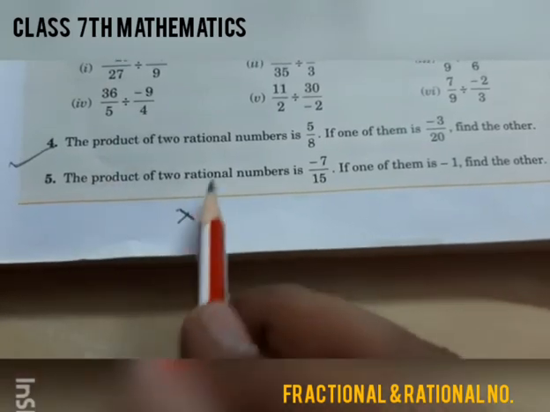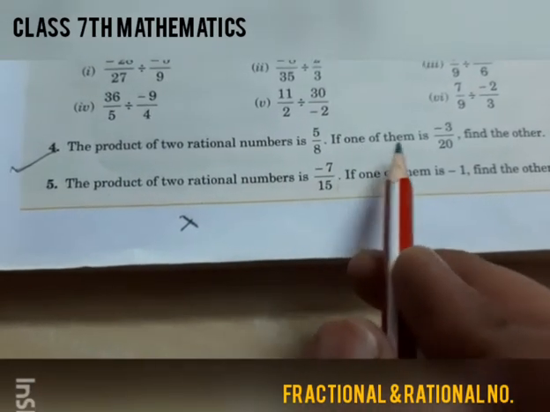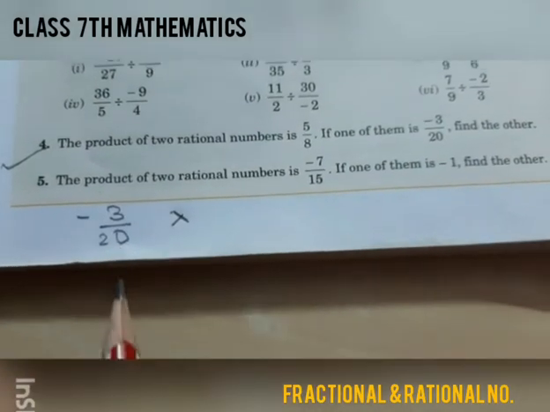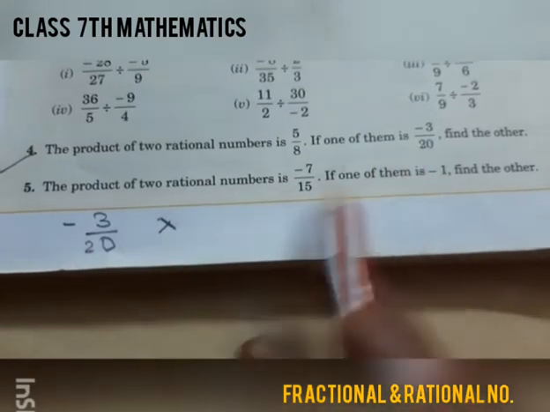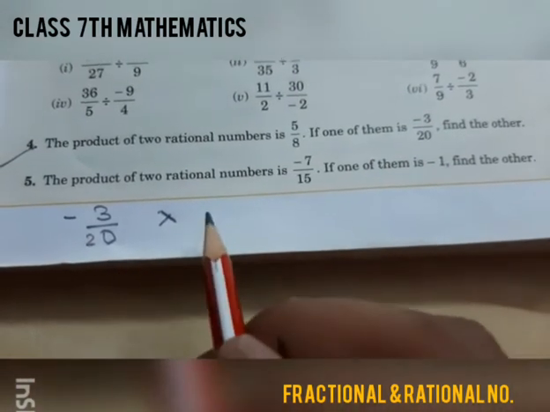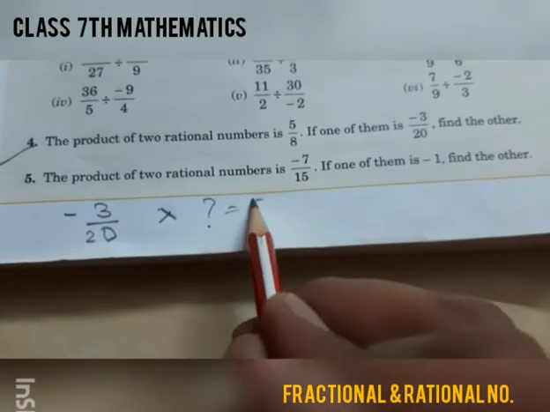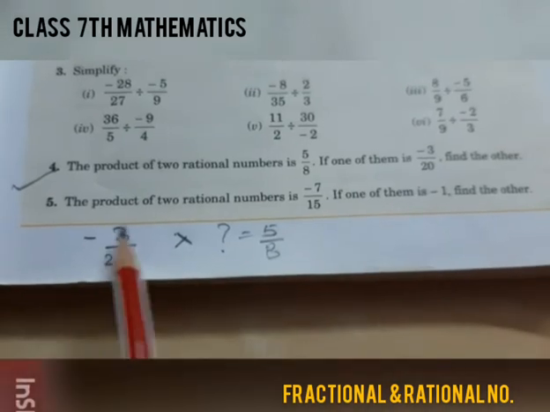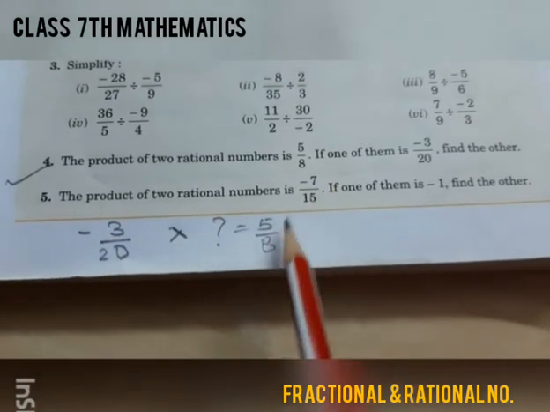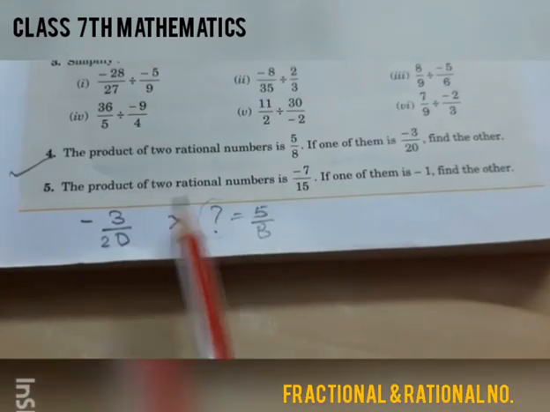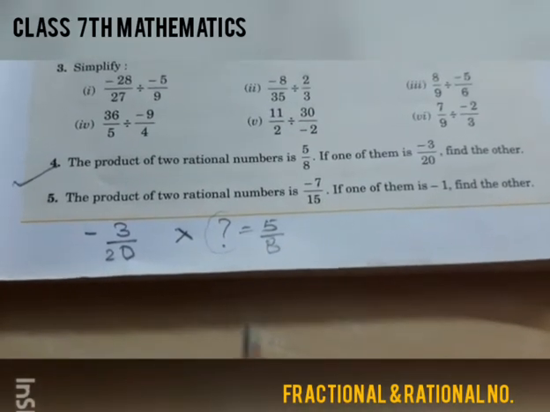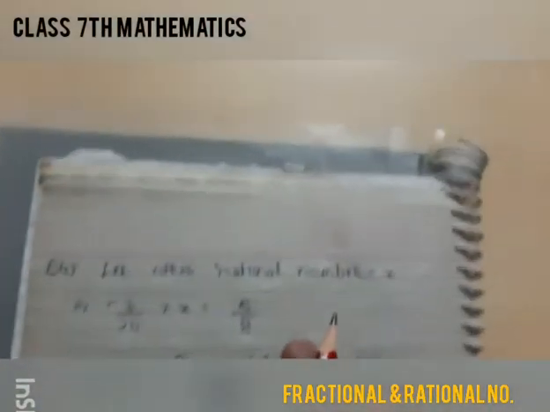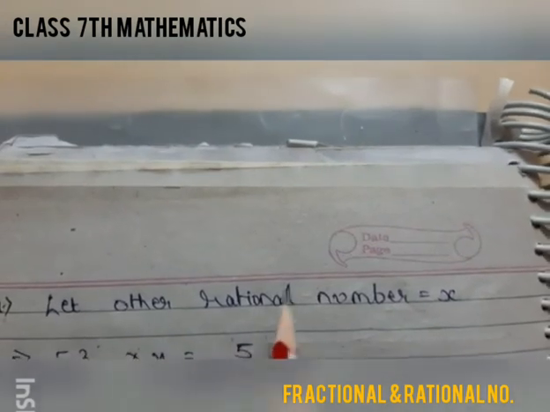Now it's given the product of two rational numbers is 5 upon 8. If one of them is minus 3 upon 20, that means the first number is minus 3 upon 20. Find the other. That means we need to find this number. According to the statement, the product of two rational numbers, minus 3 upon 20 into the second one, which is unknown, is 5 upon 8. Now, in terms of mathematics, we will write: let the other rational number be x.